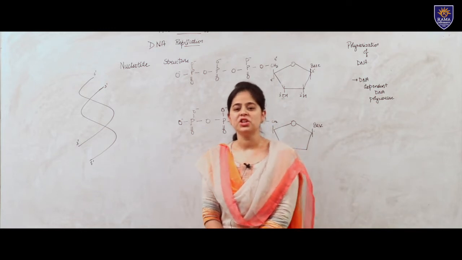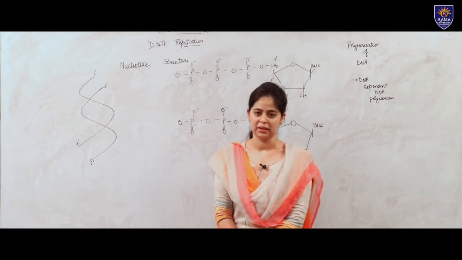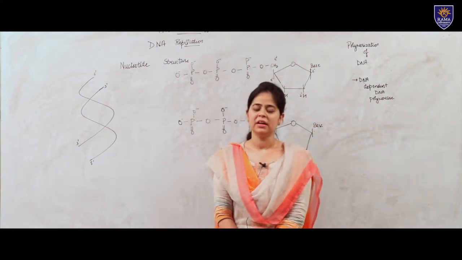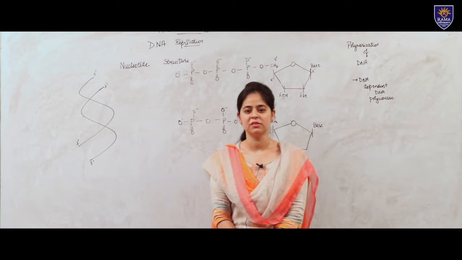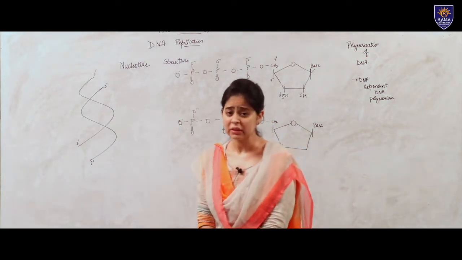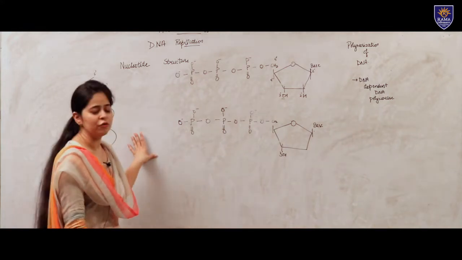So DNA replication is the process of making an exact copy of the DNA. Before the cell divides, it needs to copy the complete genome so that each daughter cell receives the exact copy of the DNA which its parent cell has. Before going into DNA replication, we will first see the structure of the nucleotide.